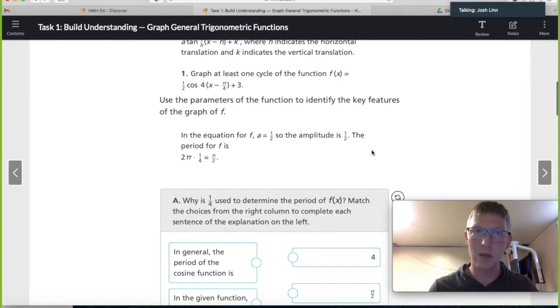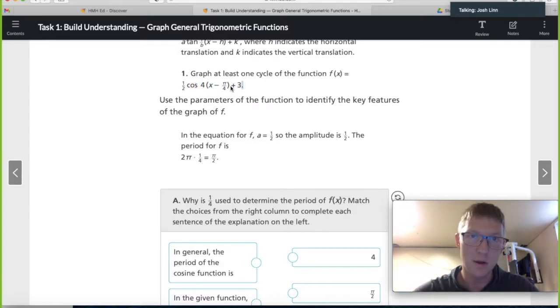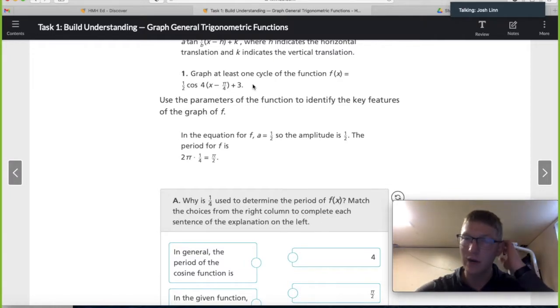So let's see how we do. It says graph at least one cycle of the function f of x equals 1/2 cosine of 4 times x minus pi over 4, close parenthesis, plus 3. When it's written like this, know that all of this is inside of the cosine function. Once you get out to this plus 3, it is outside of the cosine function. So definitely double check on your calculators as you're entering this in.